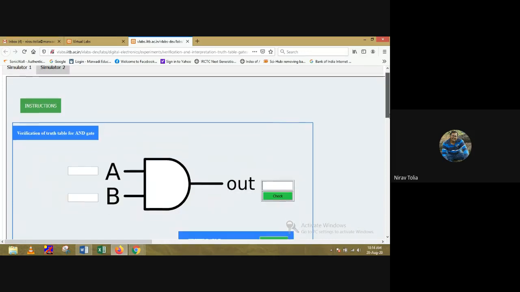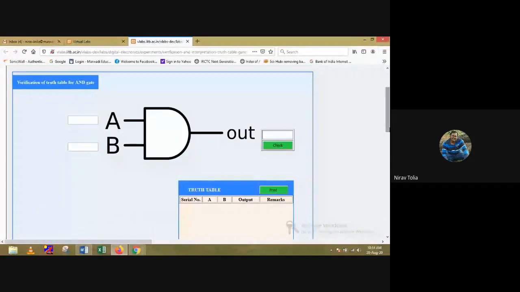So we have another simulator also, where we have to check or verify a truth table. Here we have to write, suppose my input is 0. You have to verify by yourself. My both inputs are 0, and suppose I am writing the output as 1, so either it is right or not. You have to check it. So click on check.